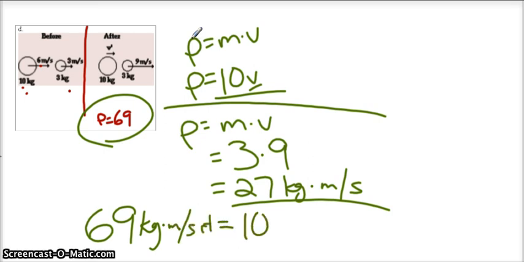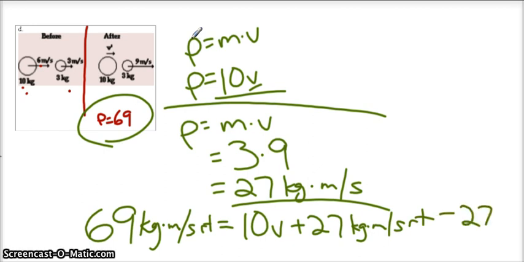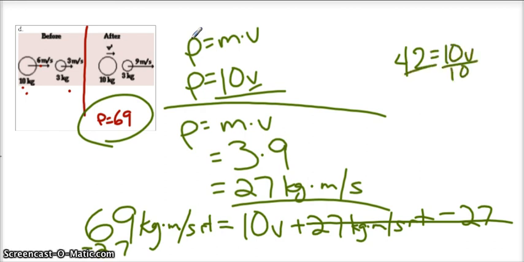I take 10V, add that to 27. Okay, I want to get like terms together, so I subtract 27 from both sides. That cancels this out, 27 here. So this is going to be 42 is equal to 10V. Divide both sides by 10. We have 4.2 meters per second to the right as your velocity.